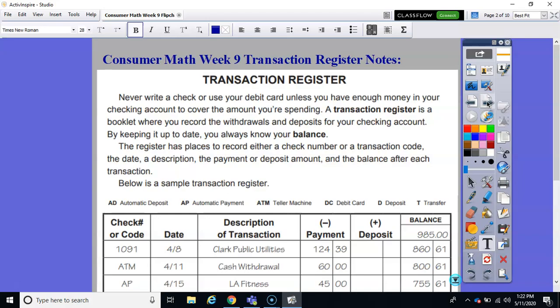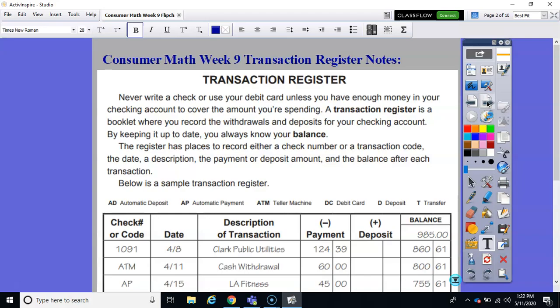Please keep it up to date so that you always know your balance. If you do not know how much money's in there, because you're not keeping it up to date, then that makes it easy for you to overdraw your account. And if you overdraw your account, then fees can add up quickly. So it's really important that you keep it up to date. If you're using a debit card, save your receipts, and mark down in your transaction register what you've actually spent so that you can keep track of how much you actually have in your account.